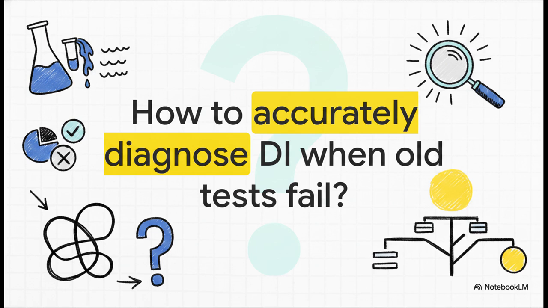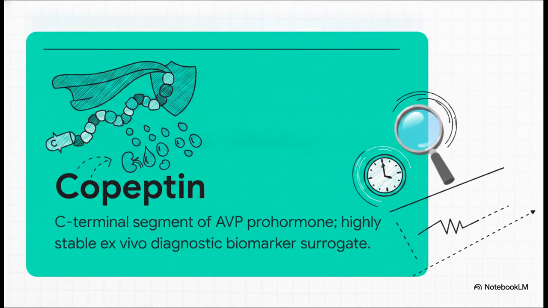So how do we actually diagnose the true cause of polyuria today? Enter the modern hero of endocrinology, copeptin. Measuring AVP directly is notoriously difficult because it degrades so rapidly in the blood. But copeptin, that's the C-terminal segment of the AVP prohormone. It gets released in an exact 1-to-1 ratio with AVP, and crucially, it is highly stable ex vivo. That makes it the absolute perfect diagnostic surrogate.